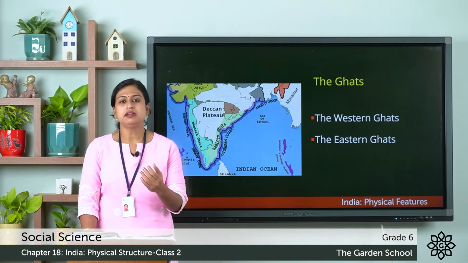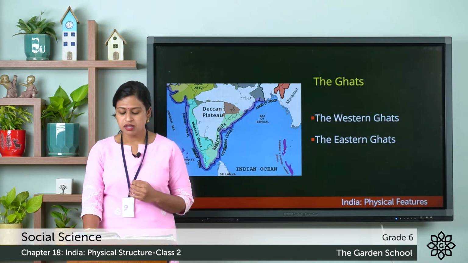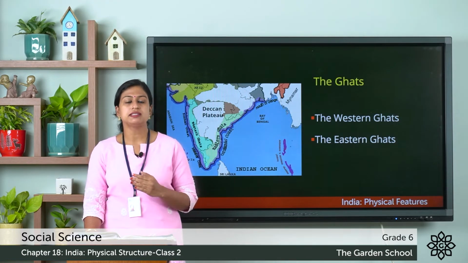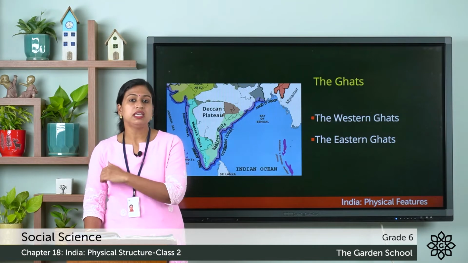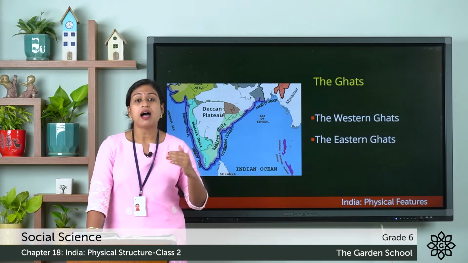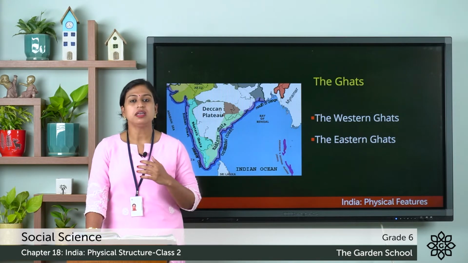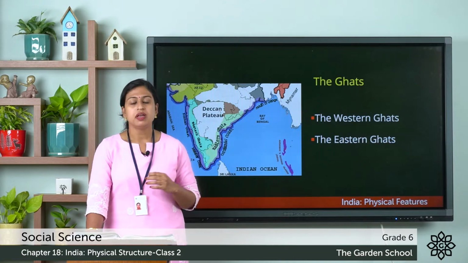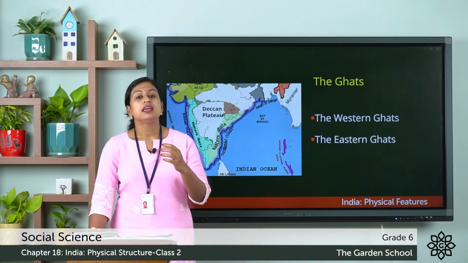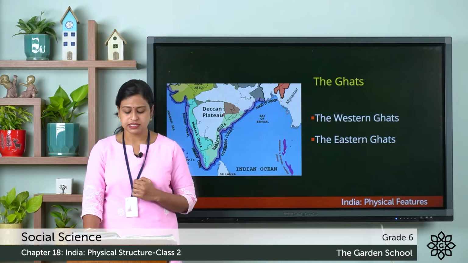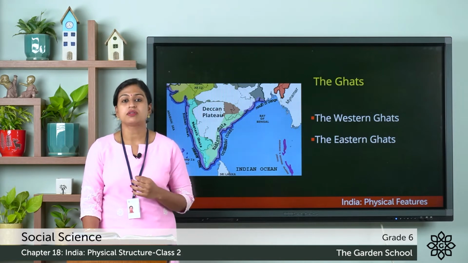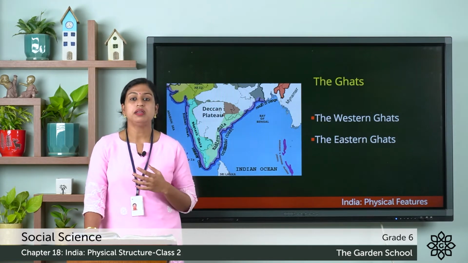So, here let's see the difference between these two Ghats. The Western Ghats lie on the western edge of the Deccan Plateau, whereas the Eastern Ghats lie on the eastern edge of the Deccan Plateau. Next point is that the Western Ghats are higher in elevation as compared to the Eastern Ghats. The third point is that the Western Ghats consist of a continuous chain of mountains, but the Eastern Ghats are not continuous. The fourth difference is that in the Western Ghats, no major rivers cut across the Ghats, but in the Eastern Ghats, many rivers flow.